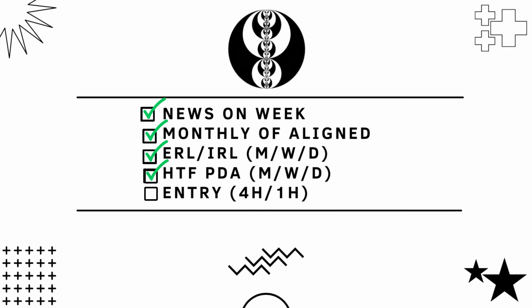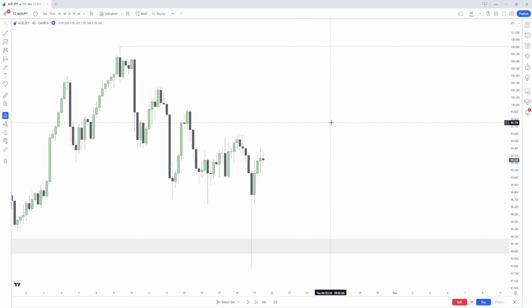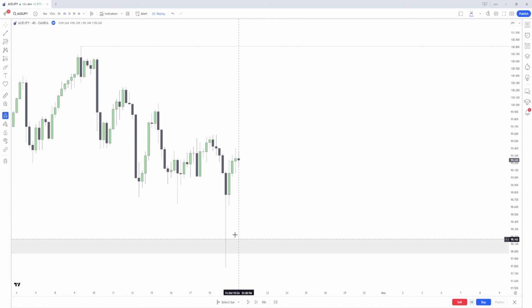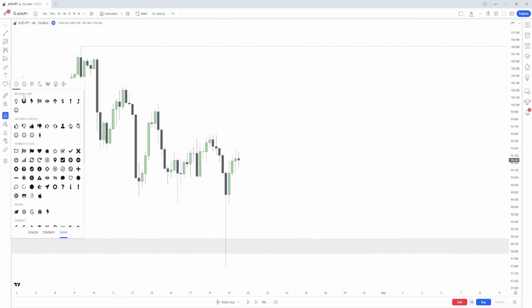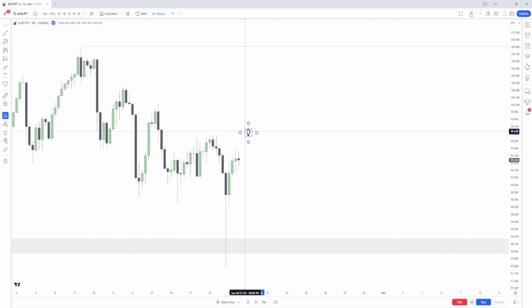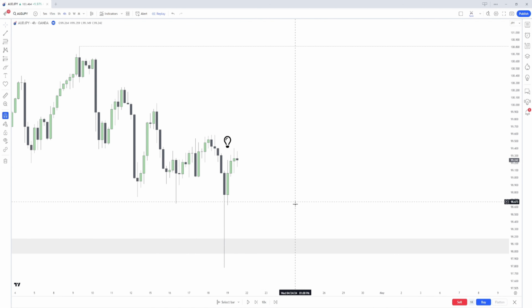Because this is a weekly PD array, I'm looking for a 4 hour market maker buy model to form in the direction of that drawn liquidity. So at this point, I'm looking to take an entry off the 4 hour. Going back to the 4 hour, this is our reaction from that weekly fair value gap, and I'm just waiting for a change in the state of delivery of the 4 hour order flow. So at this point, we have bearish order flow on the 4 hour, and I'm waiting for it to shift bullish. I'm waiting for that change in the state of delivery. I'm waiting for price to change bullish.